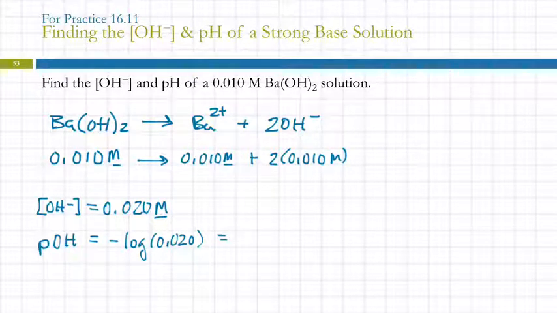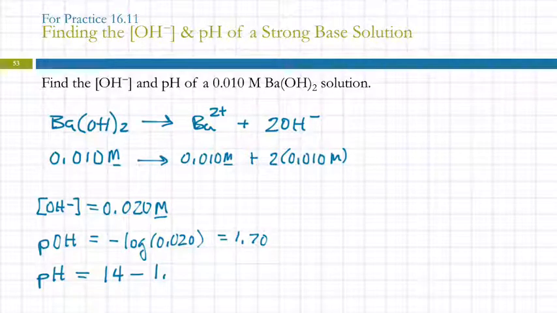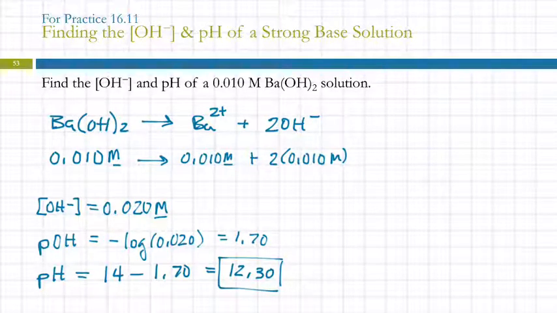So that is 1.70. pH is going to equal 14 minus that, 12.30. That's the pH. Any questions?